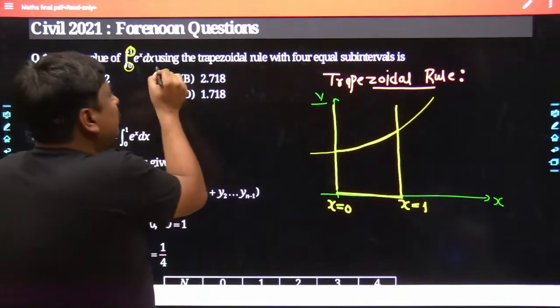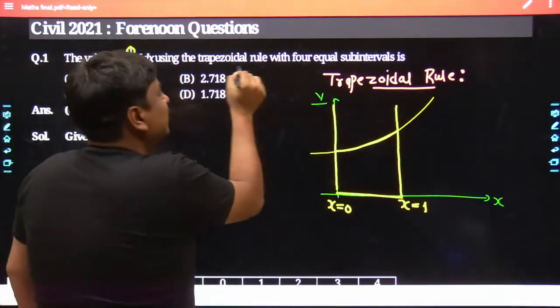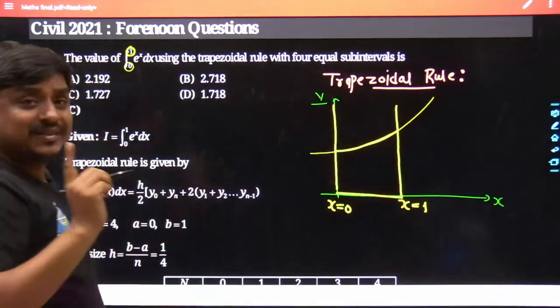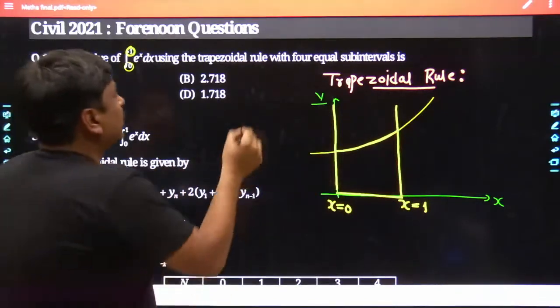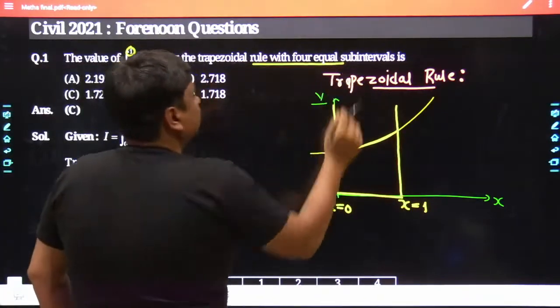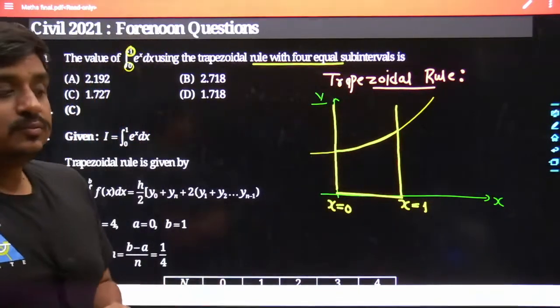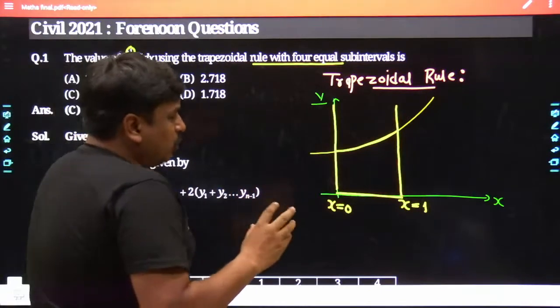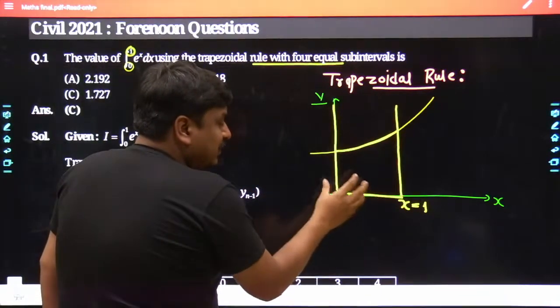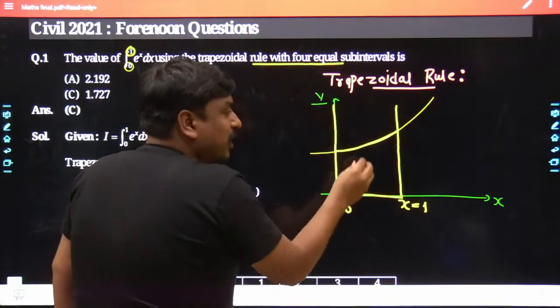They have been specifically specified that you had to use the trapezoidal rule, and how many steps of the subinterval have to be used has also been clearly given. See, in the trapezoidal rule, what do we do? In the trapezoidal rule, the complete span of x is subdivided into small parts of trapezium.